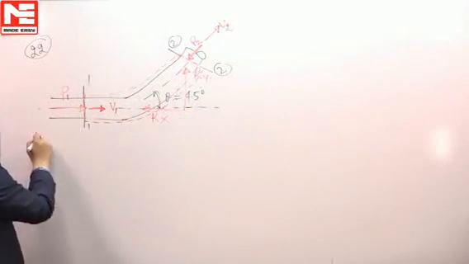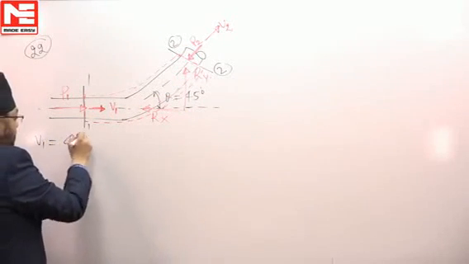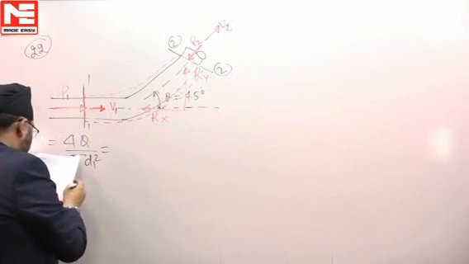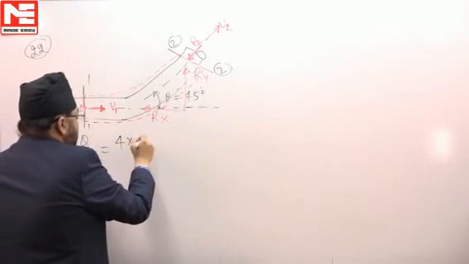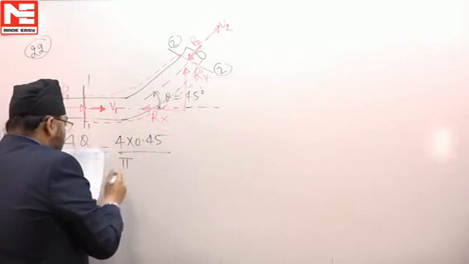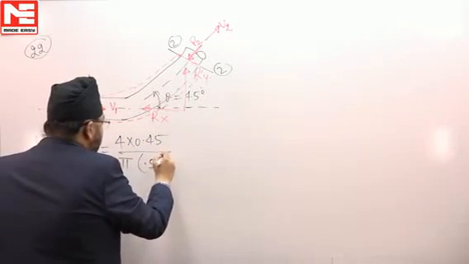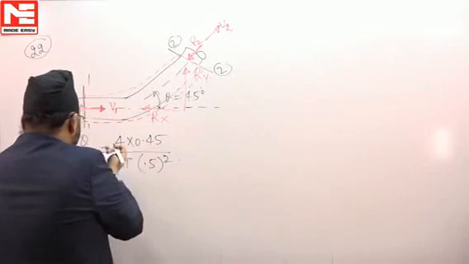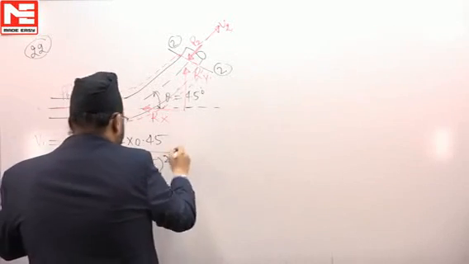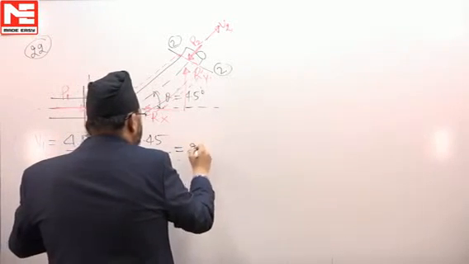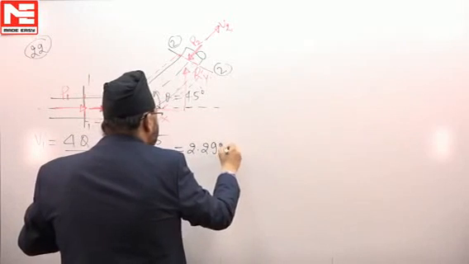So how much is the velocity? V1 is 4Q by pi d1 square. Q is given in the question as 0.45, divided by pi times d1 squared. d1 is 500 mm, so 0.5 squared. So the value of velocity v1 will be 2.292 meters per second.